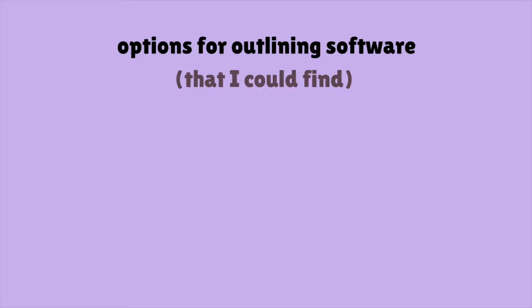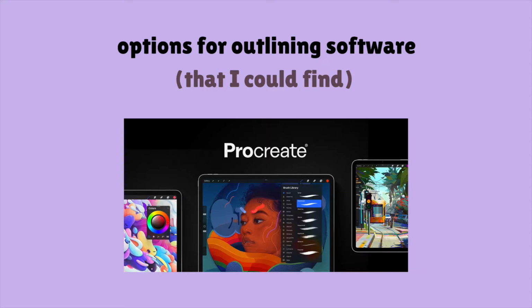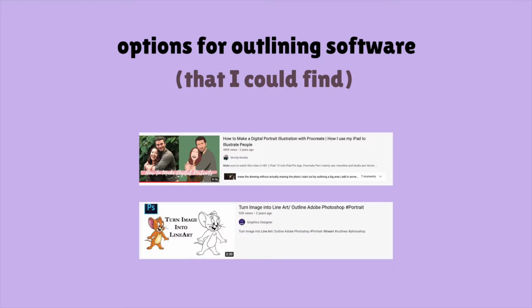Now, I'm sure you're wondering, how can you outline this stuff? I did the research for you. These are the two softwares that I have been able to find, and that is Procreate and Adobe Photoshop. The two videos linked below work in Procreate and Adobe Photoshop. So those two videos can teach you how to do what you're wanting to do, but I am here to teach you how to digitize and embroider.